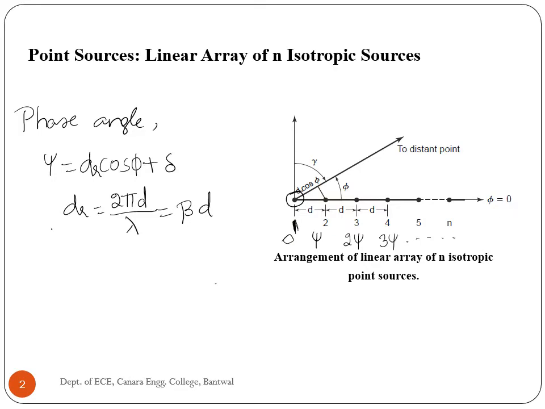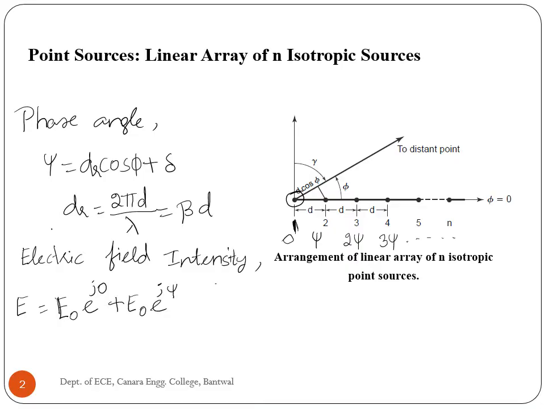The array has n isotropic point sources, so the total electric field intensity at a distant point is given by E equal to E naught e to power j 0, since the phase angle at source 1 is 0, plus E naught e to power j xi, the phase angle of source 2 is xi, plus E naught e to power j 2 xi, and so on until n sources, that is E naught e to power j n minus 1 xi.